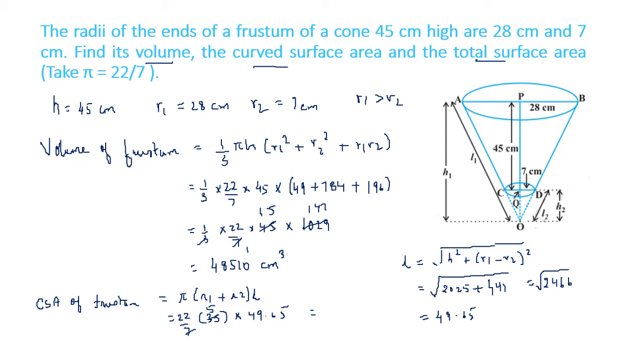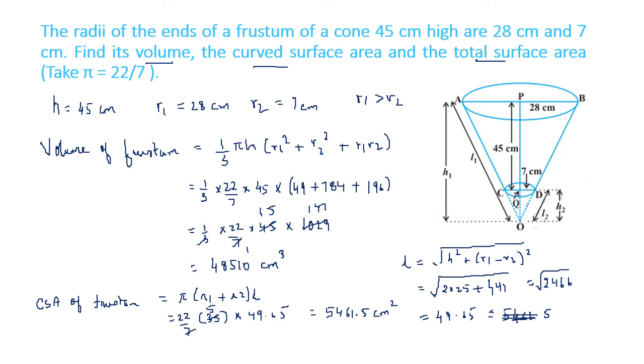So we have got 49.65 into 110, that is 5461.5 centimeter square. So that is the curved surface area of the frustum. It is an approximate. Okay, fine.